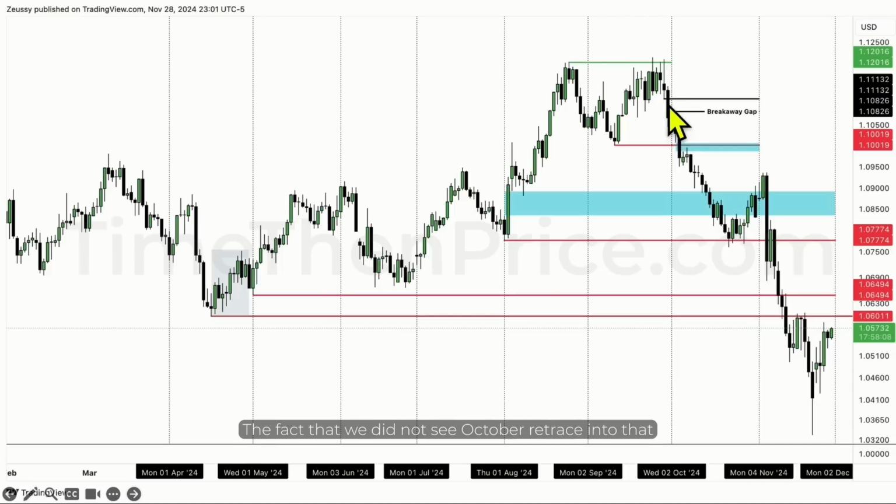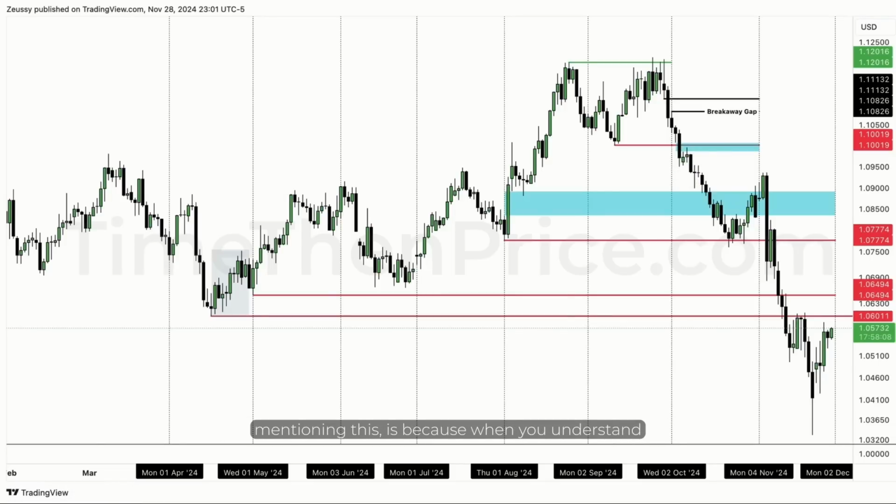The fact that we did not see October retrace into that CB before expanding towards the downside showcased that there was an urgency for euro to be repriced towards the downside. When we then saw euro also displace below that September low and not retrace into it, but instead we saw IOFED taking place, that was again a sign of urgency for this market to expand towards the downside.